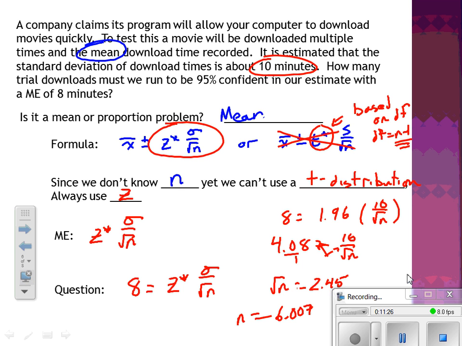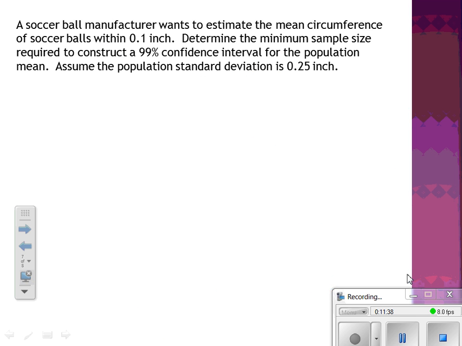But what we could do, again, just to be consistent, let's go ahead and say we need to do 7 downloads. Anytime there's that extra little bit, let's go ahead and take it all the way up. You're always going to want to take that up to the next one to be safe.